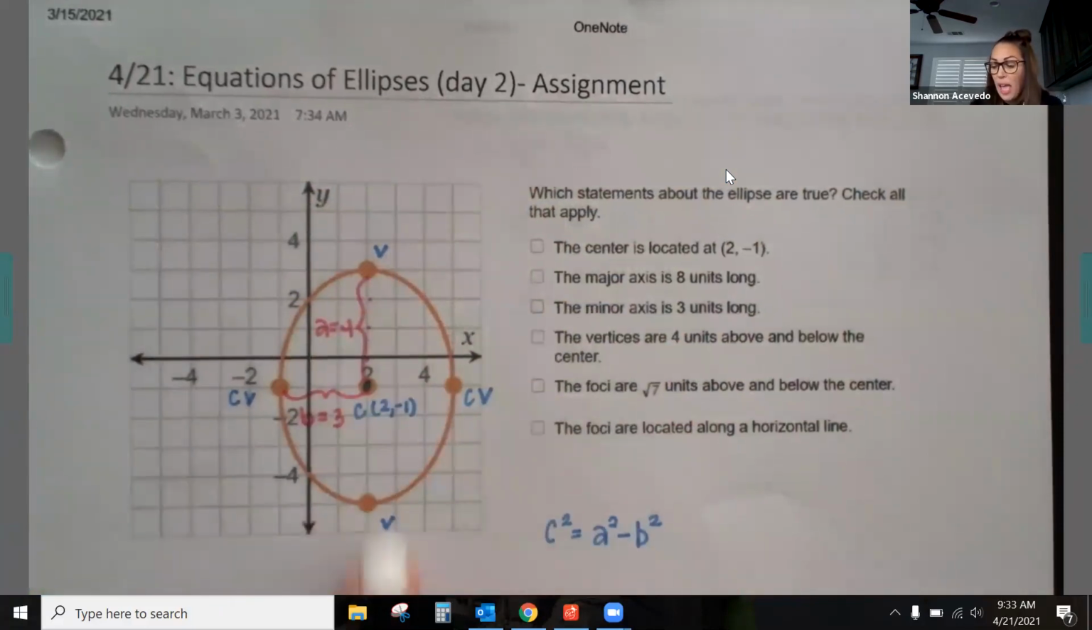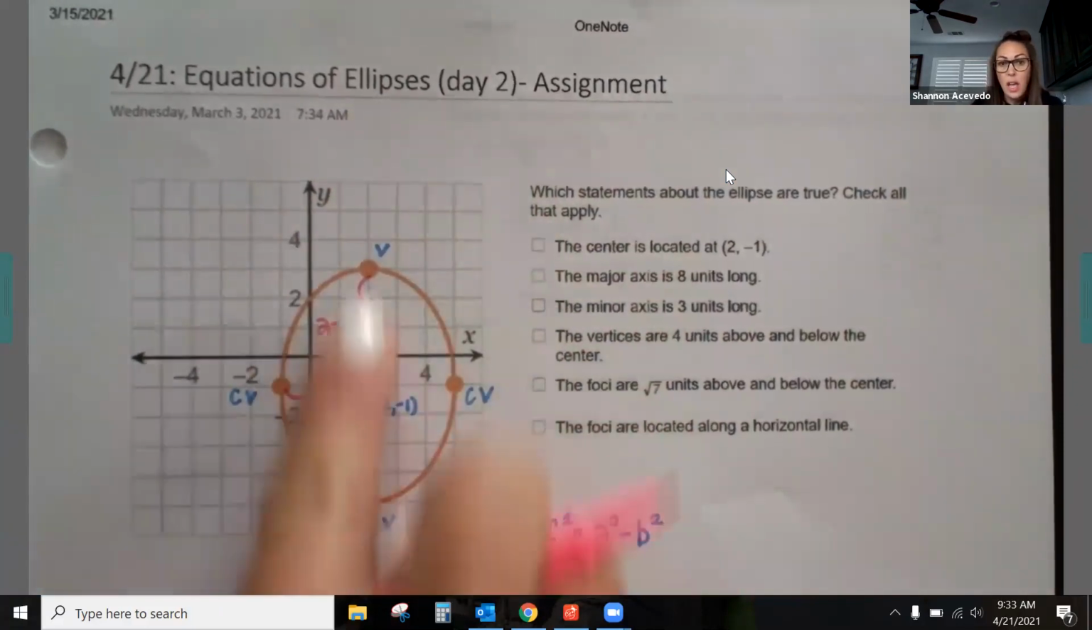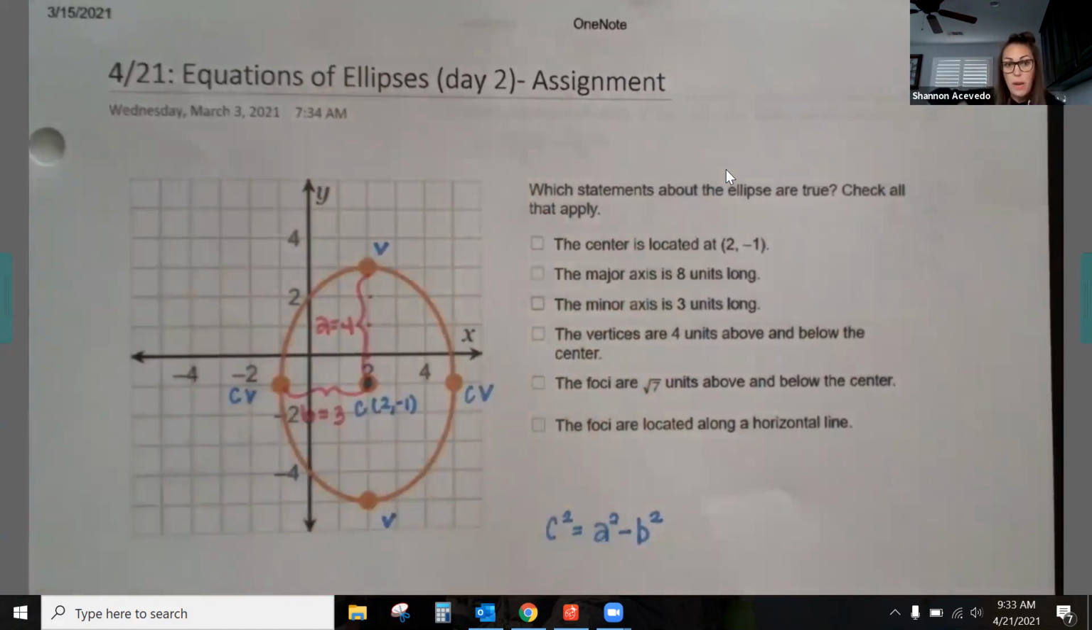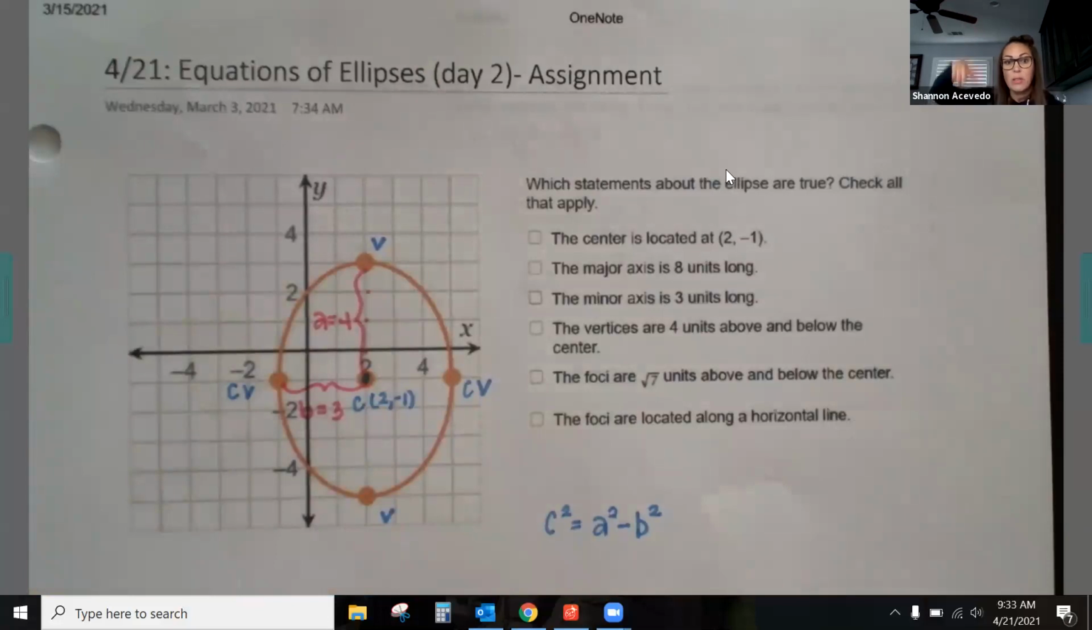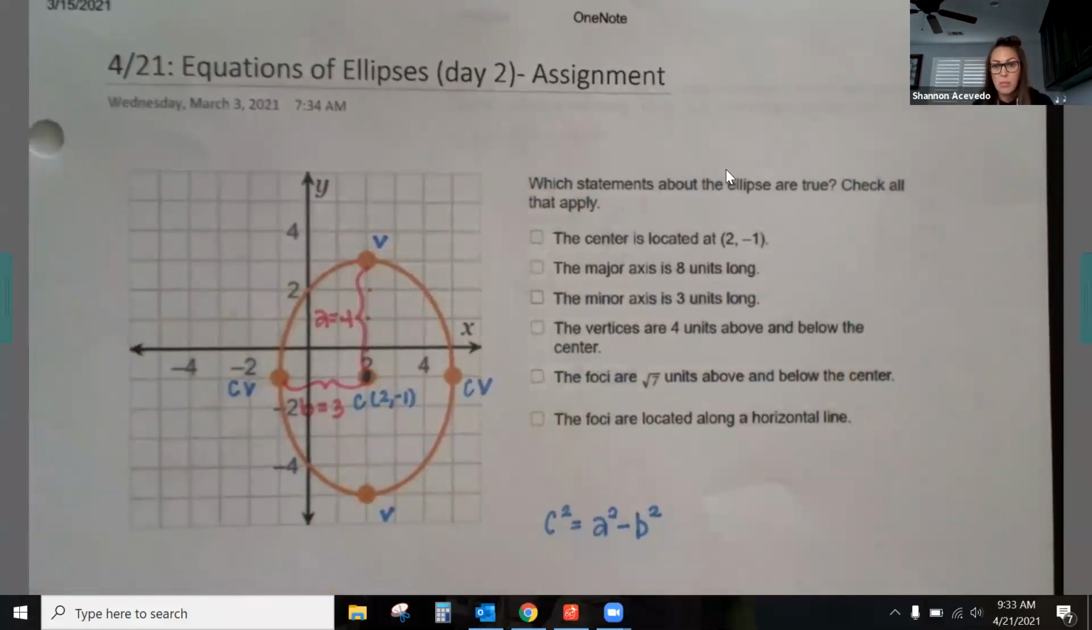Now if I look here, my A is going up and down, so that's parallel to the y-axis. So the A value is going to be under the y value because it goes up and down. My B value is going to be under the x because it's going left and right. That's always going to be the case, because it switches the A and the B depending on which direction the ellipse is.